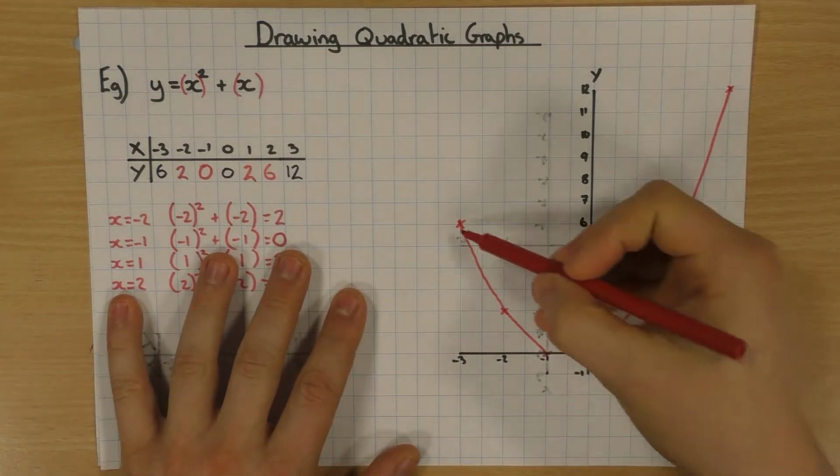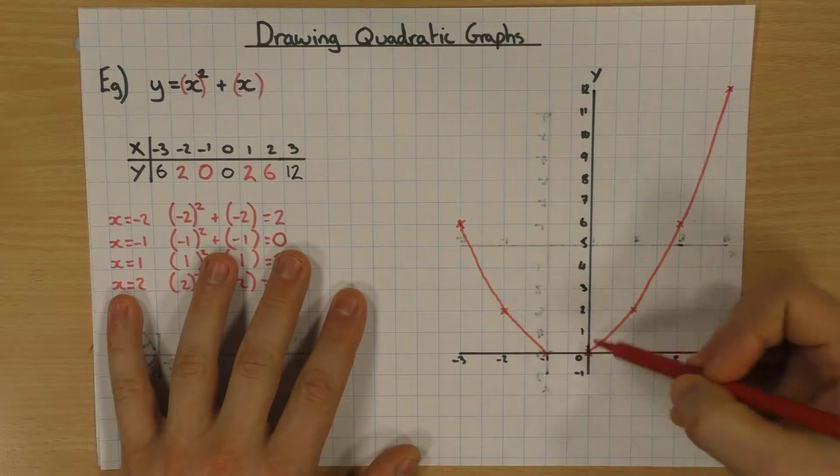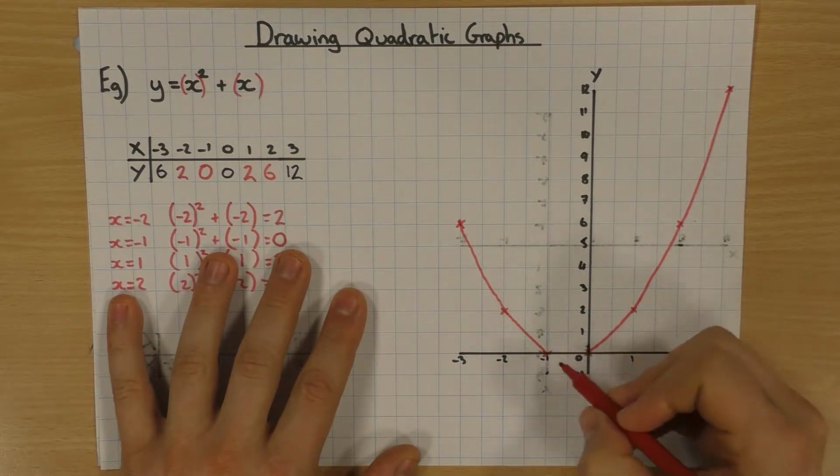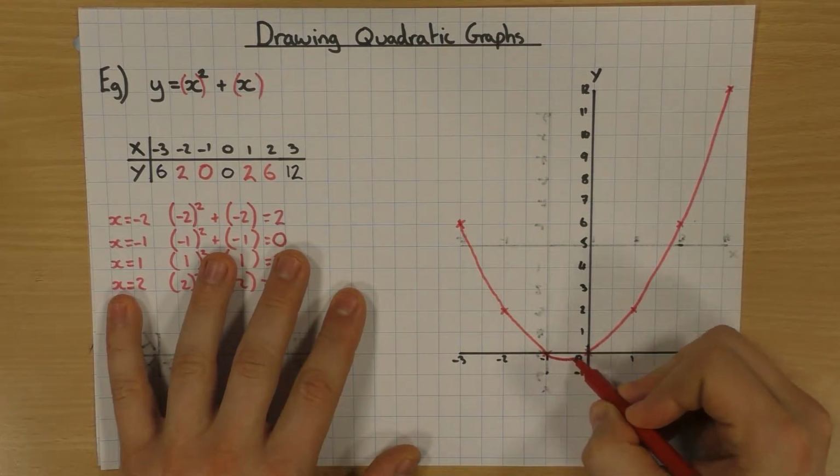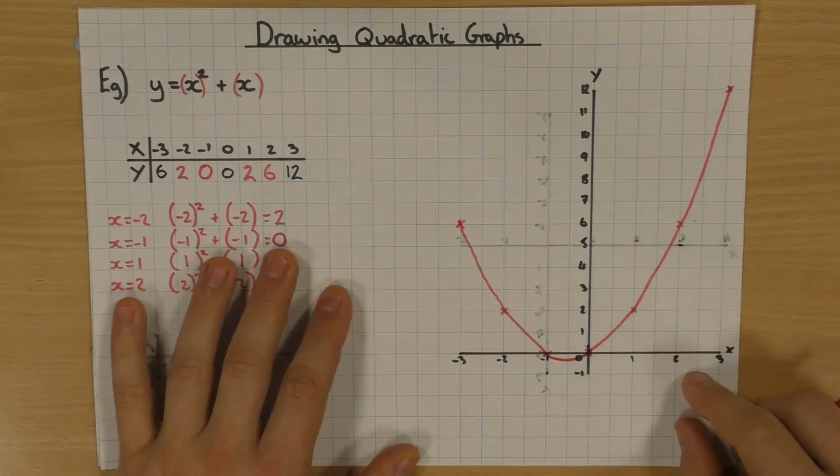Well, no, because it's meant to be a curve, so you aren't going to have a curve, this bit a curve, and then a flat bit. You do need to carry on the curve like so.